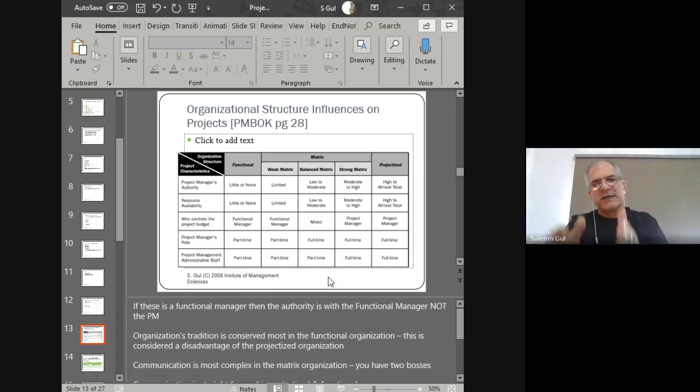So the third hierarchy that we have to consider is the projectized hierarchy, where the project manager has now ultimate authority, ultimate availability of resources, full control of the budget, full-time employment as a project manager, and the administrative staff is also full time, right? So again, there's not five types of organizational structures, rather there are three key types: the functional, the matrix, and the projectized. The weak matrix is the same as the functional, the strong matrix is the same as the projectized. So the balanced matrix is the only matrix type of hierarchy that we have, right?